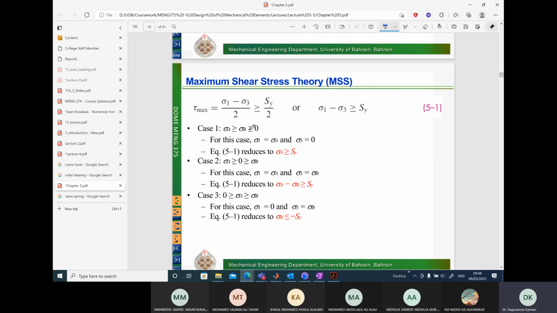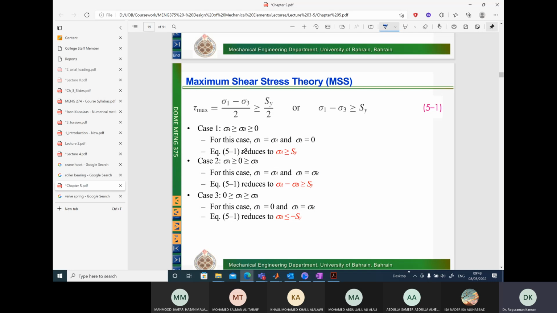in case 1, when both are positive, what we need is just one value, the sigma A value, and we can compare the sigma A value with the yield strength value. If it is lesser than the yield strength, then no failure. If it is greater, then failure has happened. So this is the condition for failure in case 1.